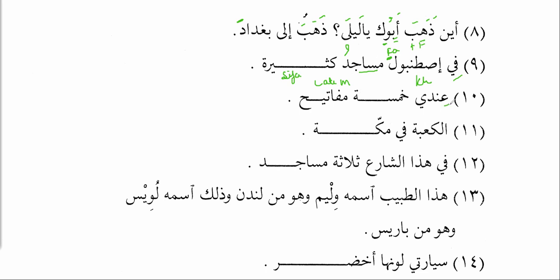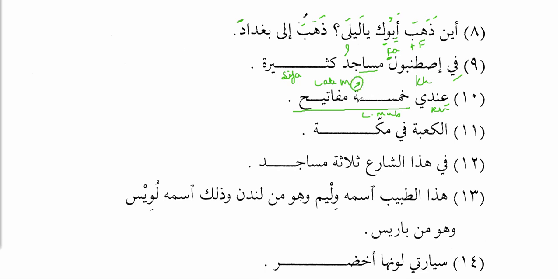عندي, again a shibh jumla. خمسة مفاتيح, this mafatih is again from ghair munsarif. And what are the rules? This is a number rule, and we have a late mubtada. First of all, let's do the haraka and know what kind of sentence this is. This is shibh jumla, so our khabar is preceding. This is our late mubtada. So being in the position of mubtada, khamsatu will get a single dhamma.